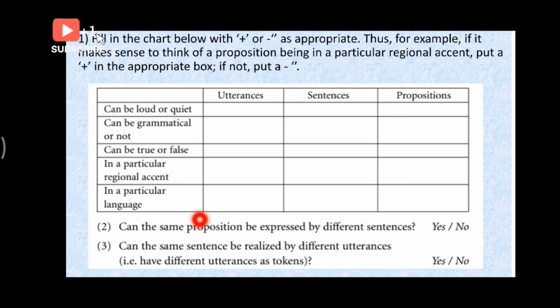Can the same proposition be expressed in different sentences? The answer is yes. Can the same sentence be realized by different utterances? Yes, the answer is yes. Different utterances are tokens. So the first one is also yes, and the second one is also yes. Right? Both are yes.